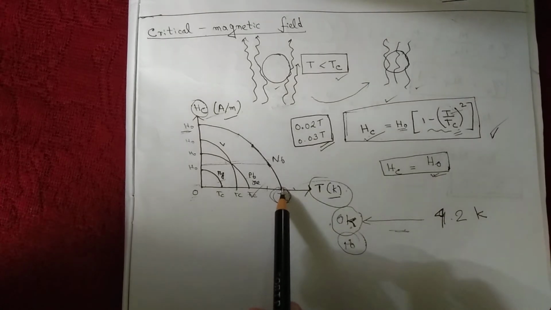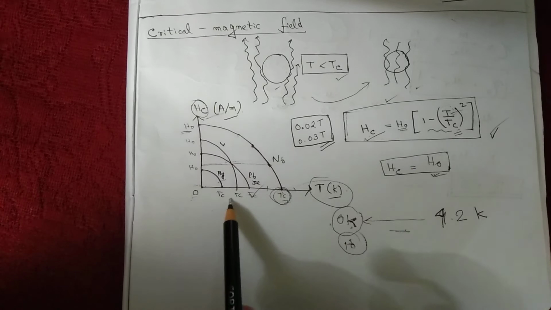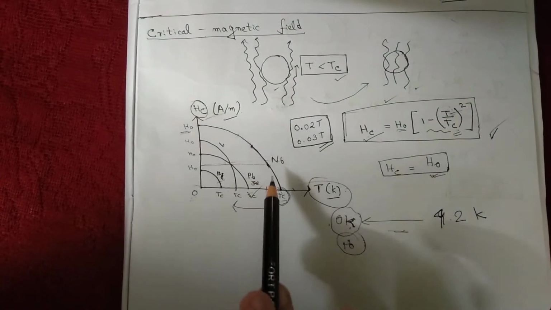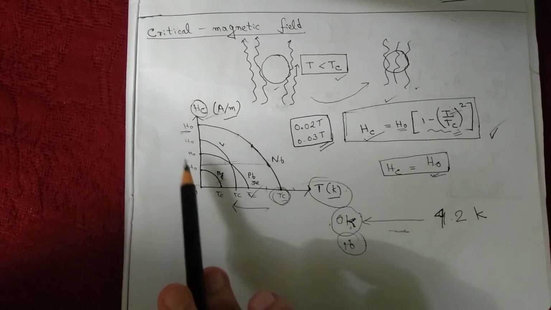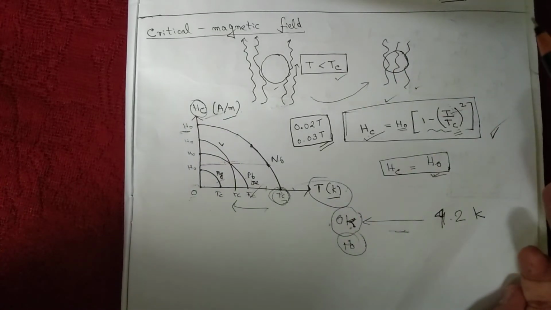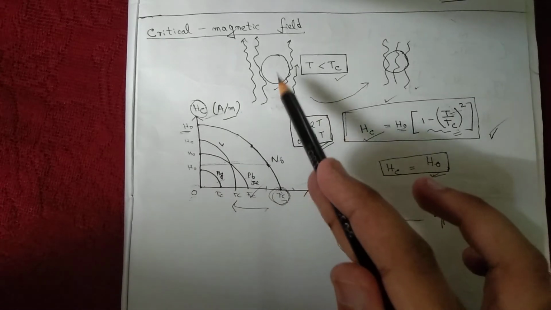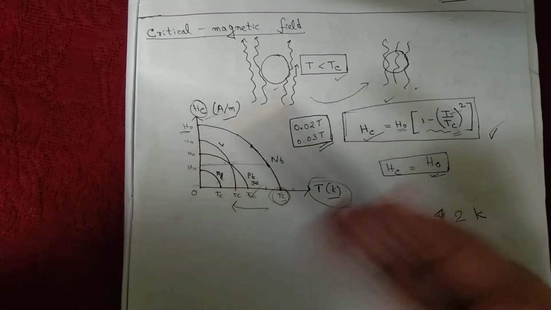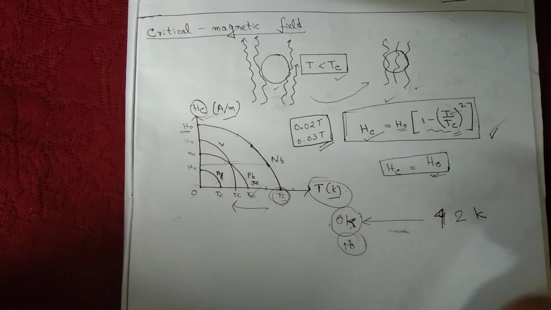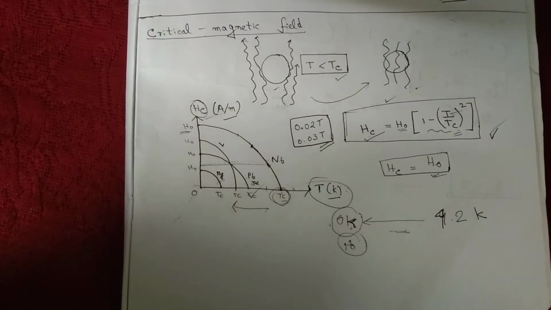If you decrease and decrease the temperature, as you can see, the magnetic field required, or the minimum magnetic field required to destroy the superconducting properties of this material, will increase. That is, the lower the temperature is, the higher the critical magnetic field needed to destroy the superconducting property.